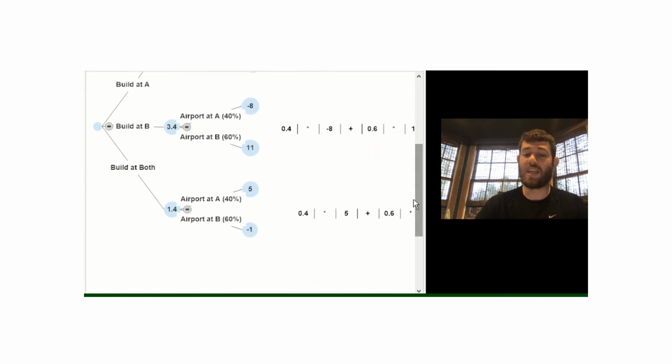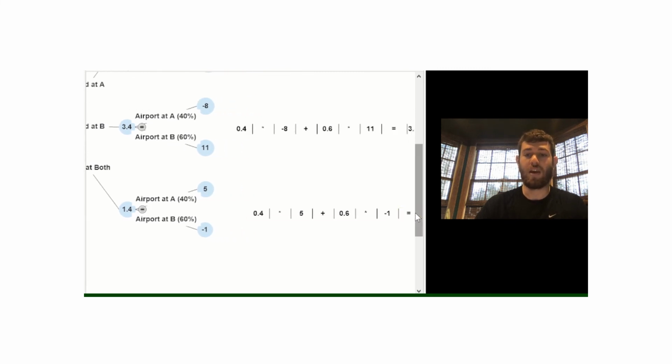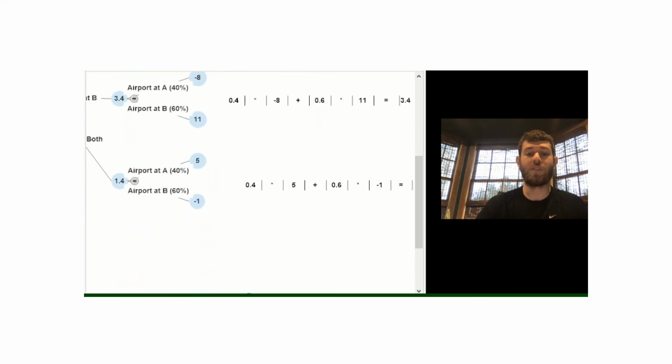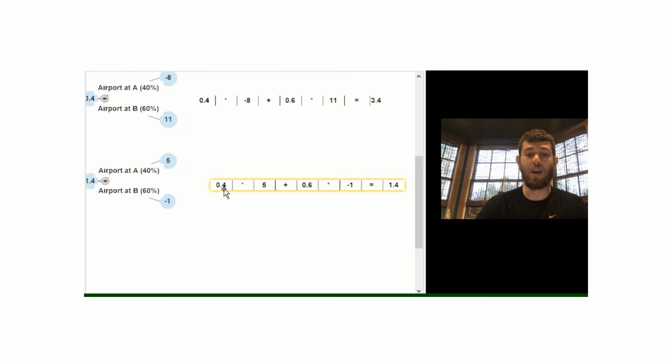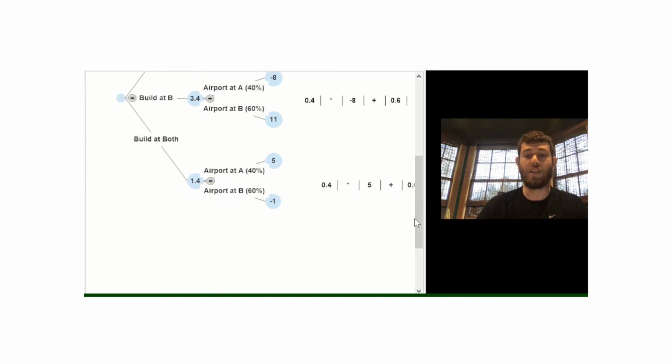Lastly, we do the same and final calculation if we build at both locations. Again, if we go back up to our table, we see building at both, and if it's at A, we net 5 million. Building at both, if it's at B, we lose 1 million. So, probabilities are the same. We have the 0.4 times the 5 that we expect if it ends up at A, plus the 0.6 times the -1 that we'll get if it's at B, and we get 1.4. So our expected at building at both is 1.4.